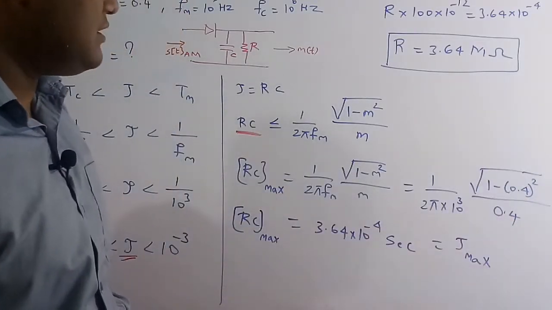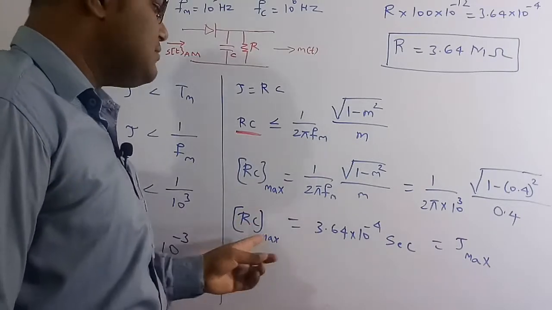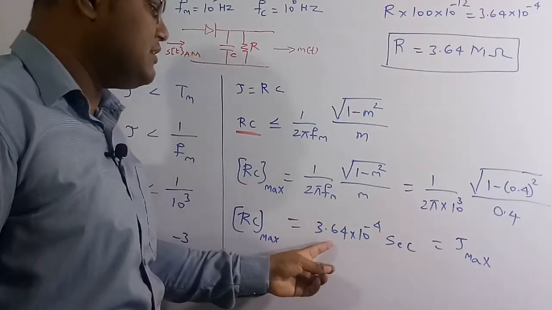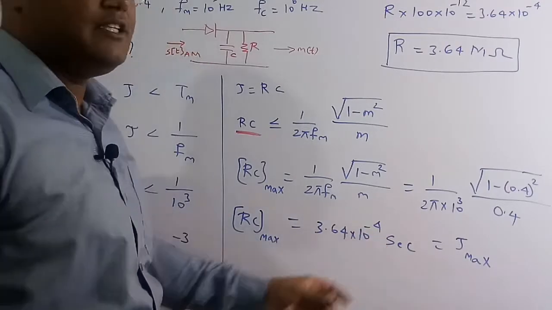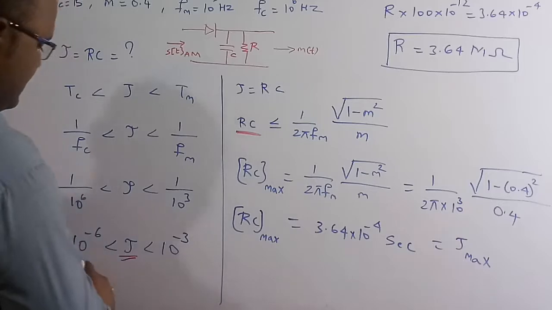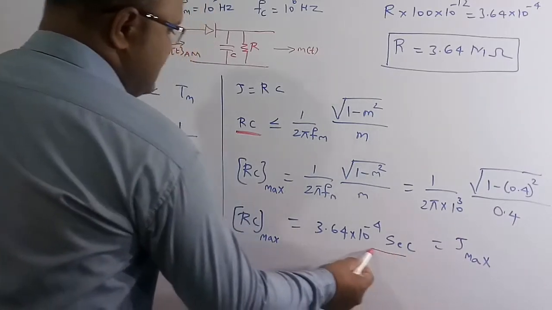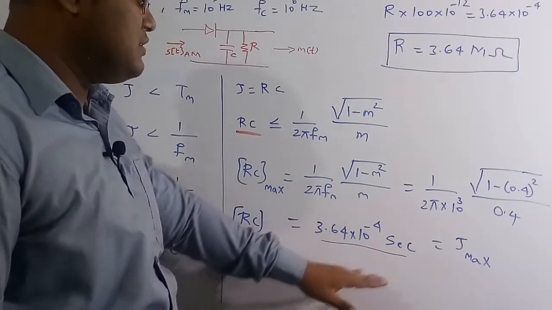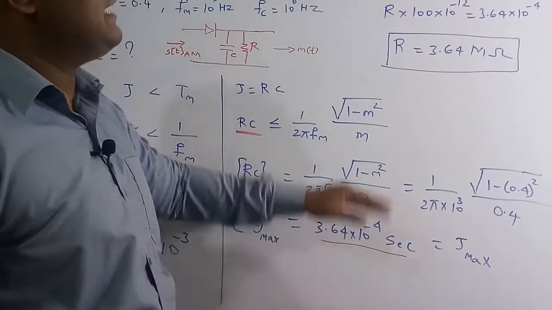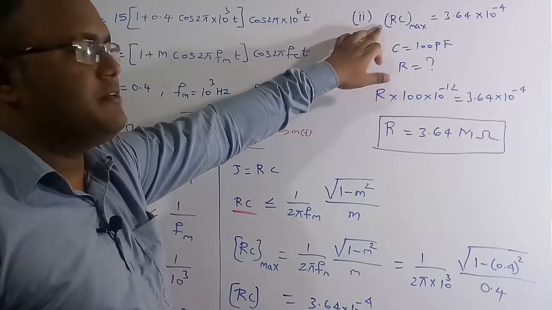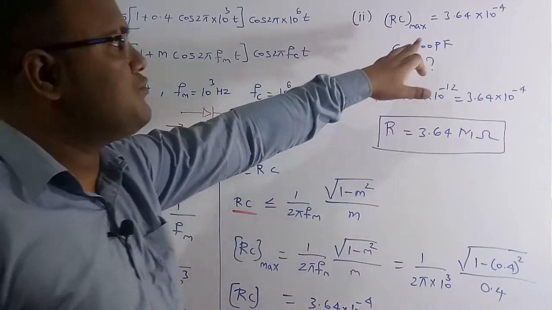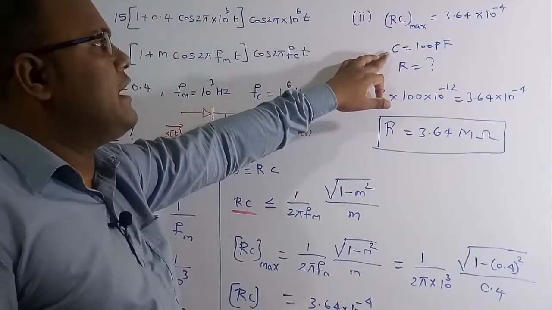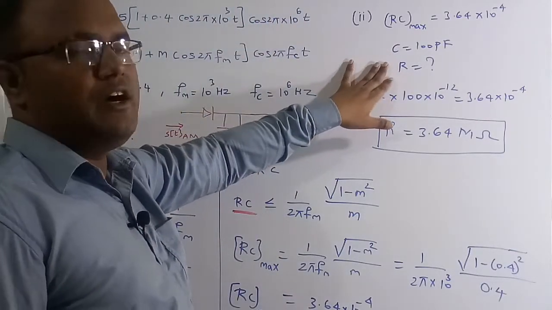If you substitute those values, we finally get RC max, the maximum time constant of this envelope detector, as 3.64 into 10 to the power of minus 4 seconds. This lies within the region above, and it is the maximum time constant this envelope detector can have. The second thing: RC max we already know is 3.64 into 10 to the power of minus 4 seconds, and the given capacitor is 100 picofarad. So we need to find the value of the resistance.